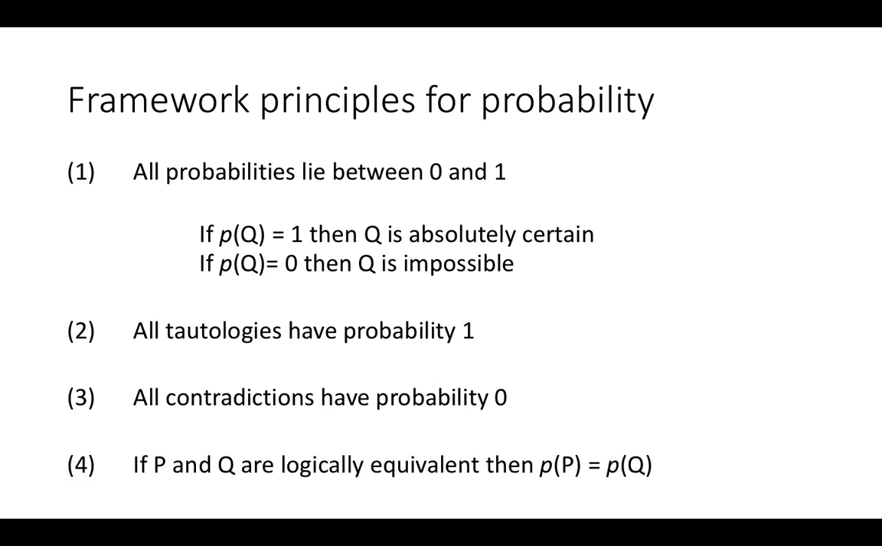And then finally, framework principle 4: if P and Q are logically equivalent, then the probability of P is the same as the probability of Q. In other words, logically equivalent sentences have the same probabilities. This makes good sense too. If 2 sentences are logically equivalent, then they're true in exactly the same circumstances. So you would expect the likelihood of their being true to be exactly the same.